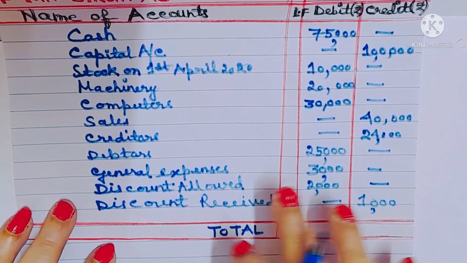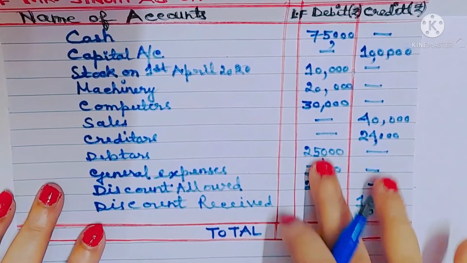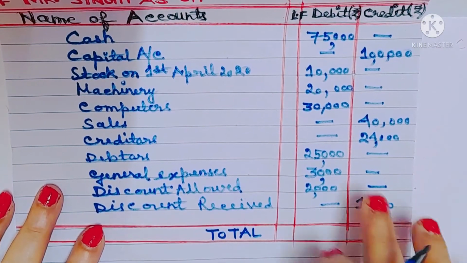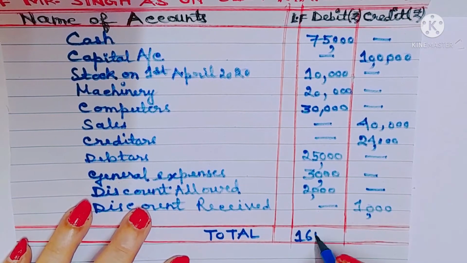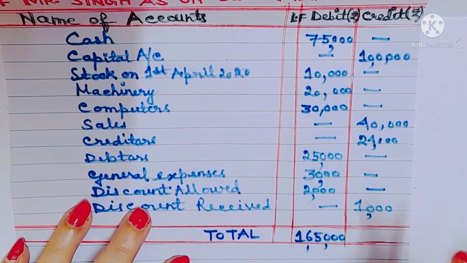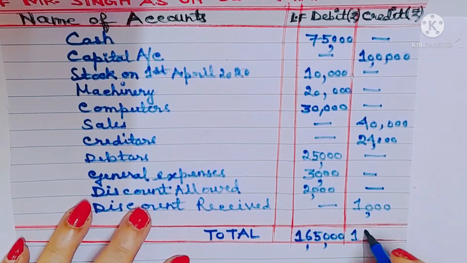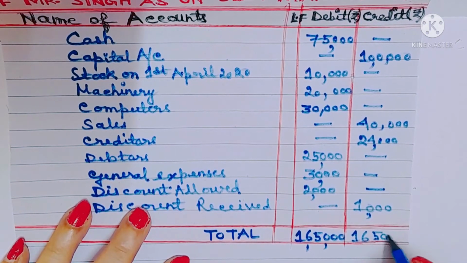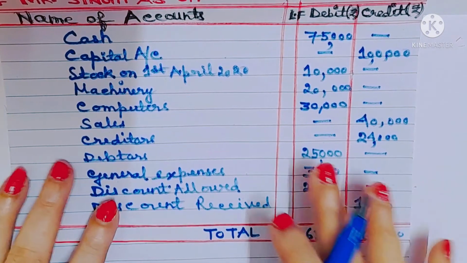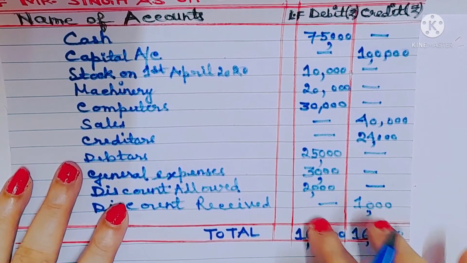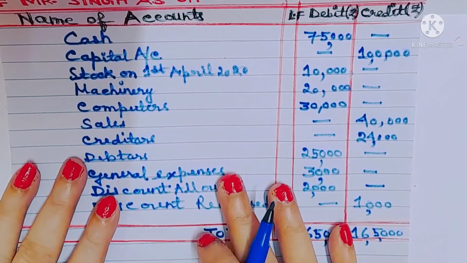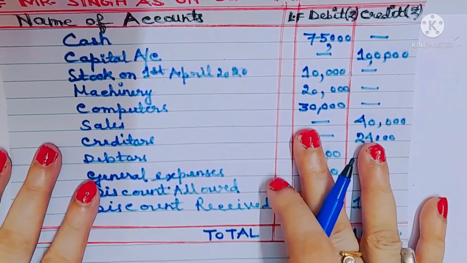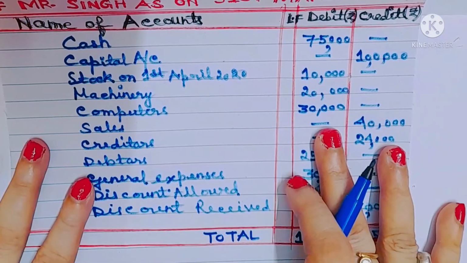So, let's do the total of debit column and credit column. The total of debit column is 1,65,000, and the total of credit column is 1,65,000 as well. So the total of debit column is equal to the total of credit column. So the trial balance did tally. I hope you understood. Clear?